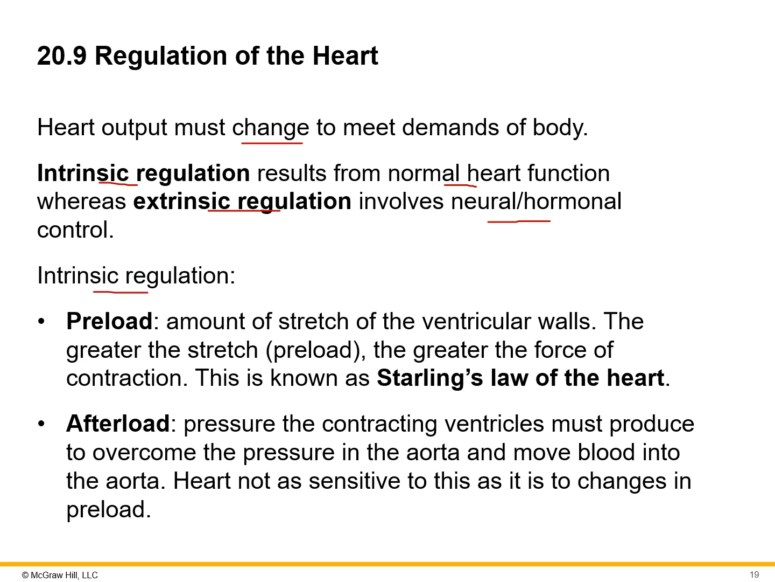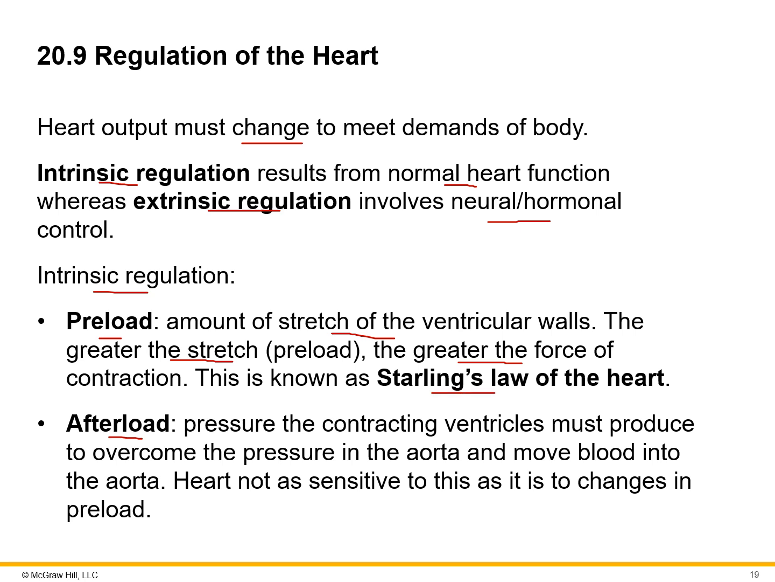So our intrinsic regulation, we have preload and afterload. So the preload is the amount of stretch of the ventricular walls. So the greater the stretch, which is the preload, the greater the force of contraction, which makes sense. So if we can stretch the ventricles, think about it as a balloon. If we stretch that balloon open more, then that means that we can get a greater force of contraction. We have more pressure, more force behind that. And that's known as Starling's law of the heart.